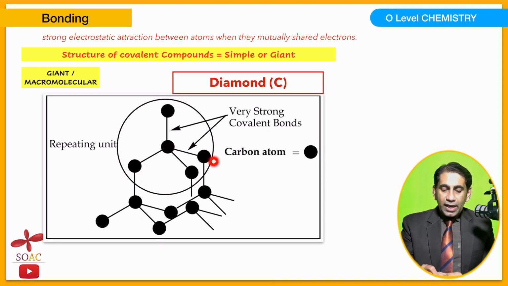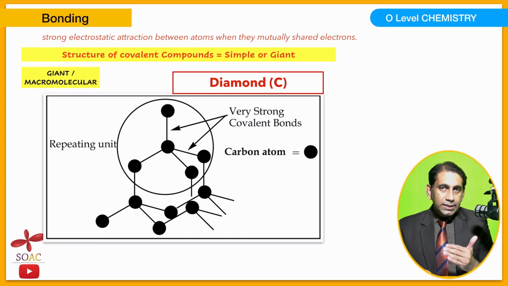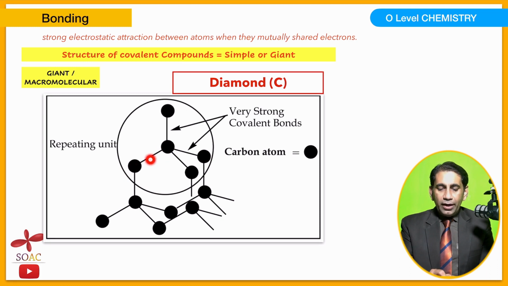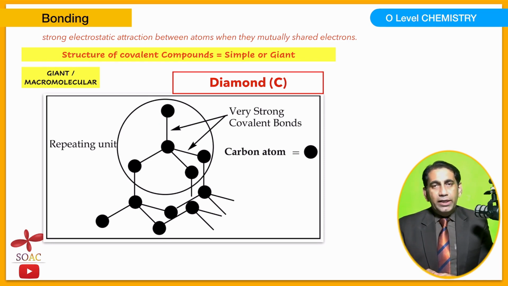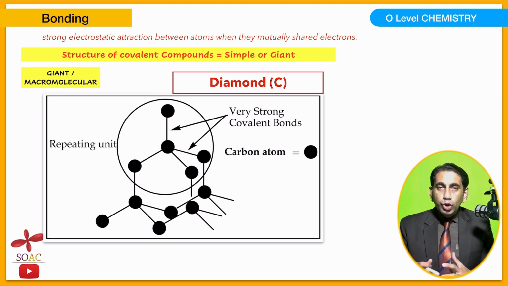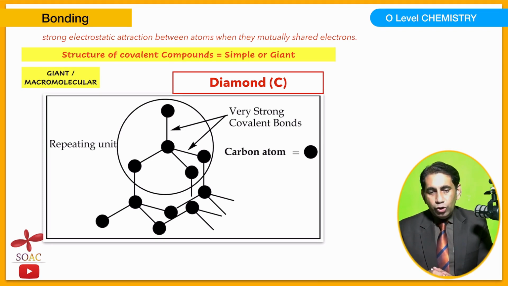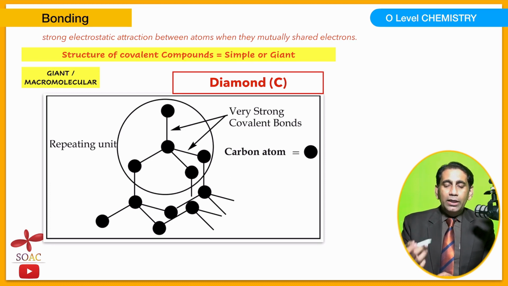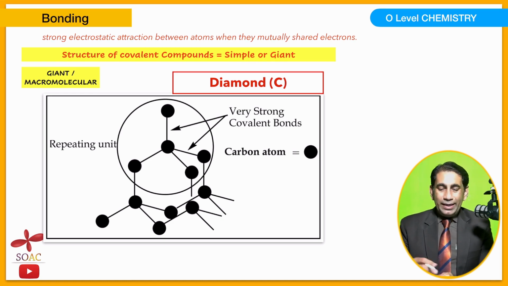This diamond's smallest unit has a tetrahedral structure. In diamond, each carbon is bonded with four other carbon atoms by strong covalent bonds. This carbon-carbon bond is very strong, and the structure is said to be giant, because there are a huge number of carbon-carbon single strong bonds. So the structure is giant, and this is known as a macromolecular element. This is an allotropic form of carbon.